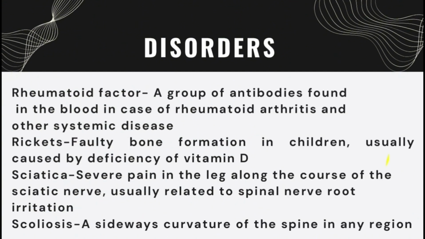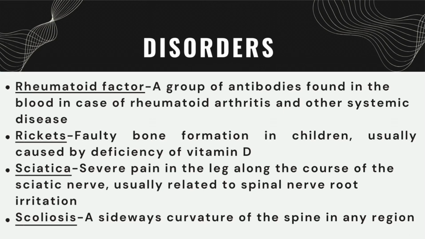Next, we have rheumatoid factor. Rheumatoid factor is a group of antibodies found in blood in cases of rheumatoid arthritis and other systemic diseases. So, rheumatoid factor is an antibody found in the blood of some individuals with rheumatoid arthritis and other autoimmune diseases. It is used as a diagnostic marker for these conditions, although not all individuals with rheumatoid arthritis test positive for it.